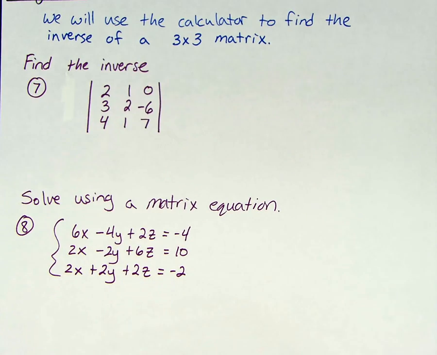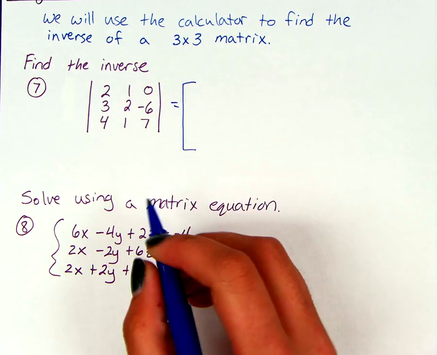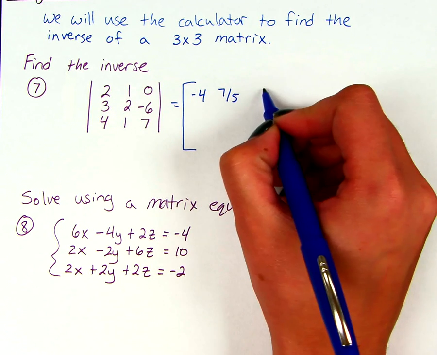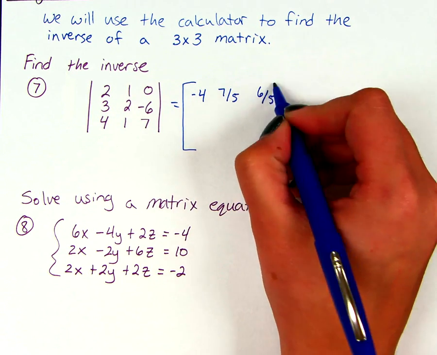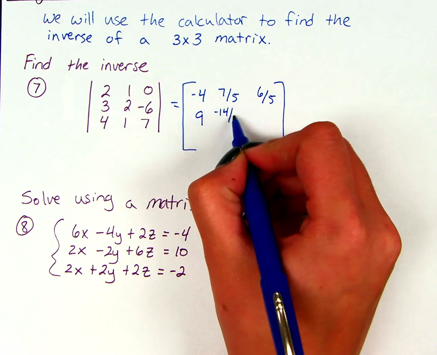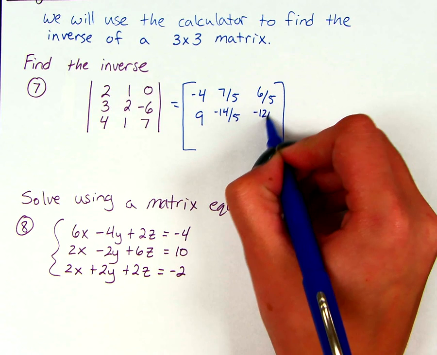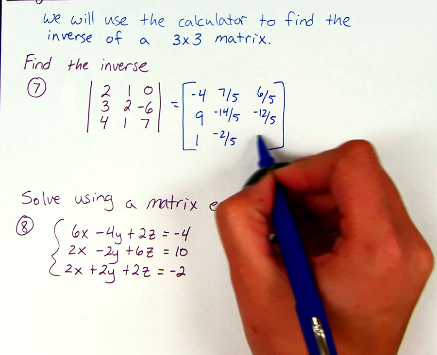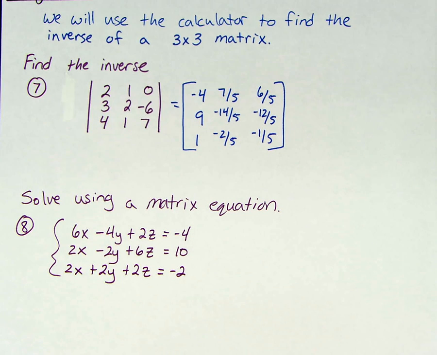So our inverse for this matrix is: so we have negative 4, 7/5, 6/5, and then 9, negative 14/5, negative 12/5, 1, negative 2/5, and negative 1/5. Okay, so that would be our inverse matrix. And again, we're going to find those using our calculator.